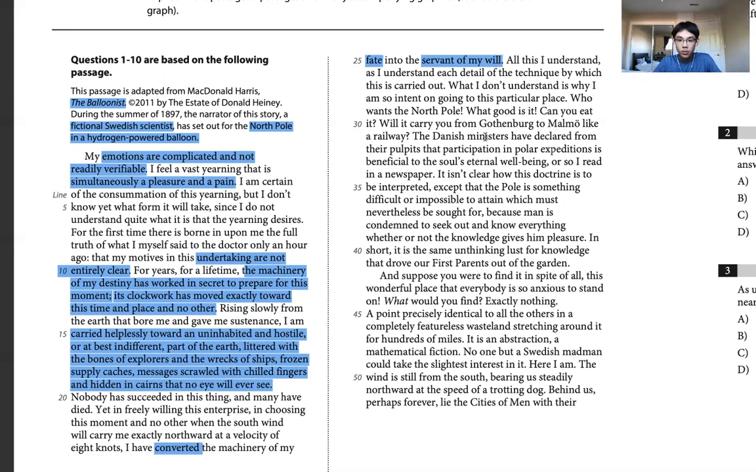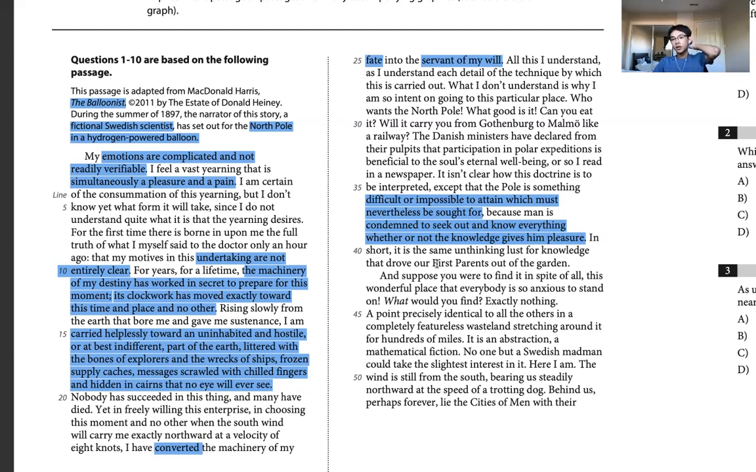The Danish ministers have declared from their pulpits that participation in polar expeditions is beneficial to the soul's eternal well-being, or so I read in a newspaper. It isn't clear how this doctrine is to be interpreted, except that the pole is something difficult or impossible to attain, which must nevertheless be sought for. Because man is condemned to seek out and know everything, whether or not the knowledge gives him pleasure. In short, it is the same unthinking lust for knowledge that drove our first parents out of the garden.